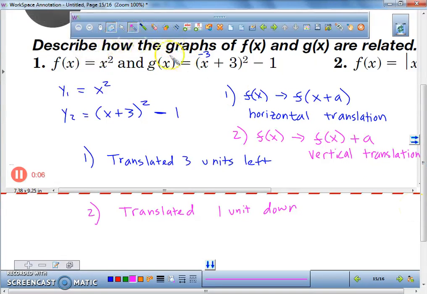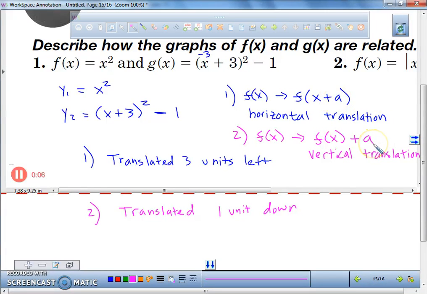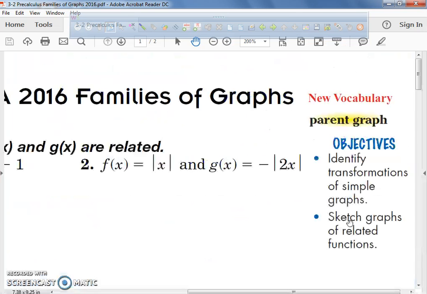I'm going to pause this real quick and I want you to look carefully at where the a is located. This one is located on the inside of the parentheses. This a is located on the outside of the parentheses. So on the inside, you're dealing with a horizontal translation. On the outside, you're dealing with a vertical translation.